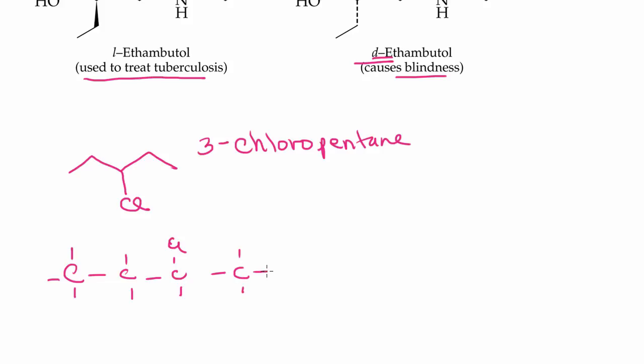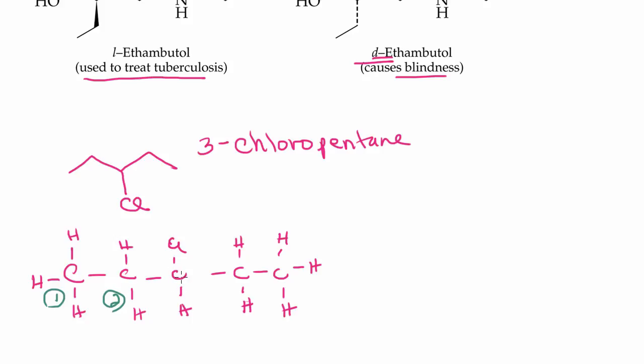Okay, so these are hydrogens. So we have all these hydrogens here. Let's go ahead and see if this molecule, this 3-chloropentane, has a chiral center. Well, this first carbon we know is not chiral. It's bonded to 3 hydrogens, so that's not chiral. The second carbon is not chiral, 2 hydrogens.